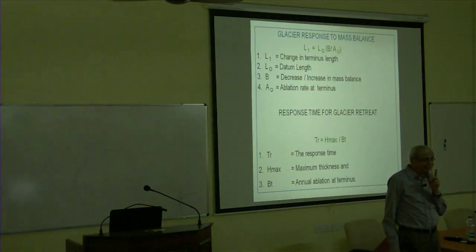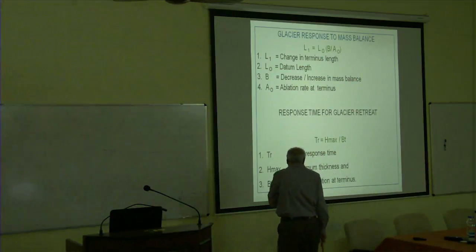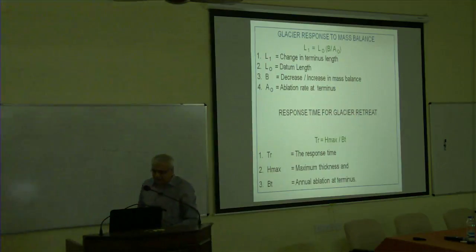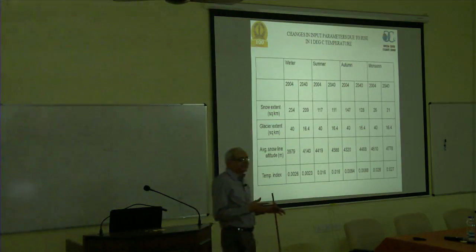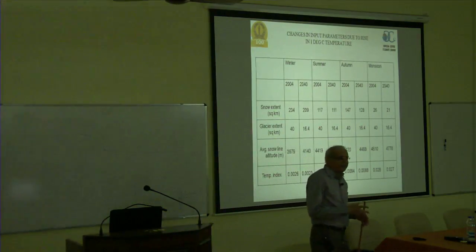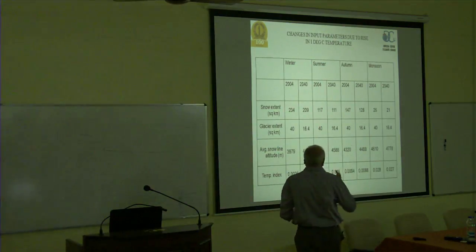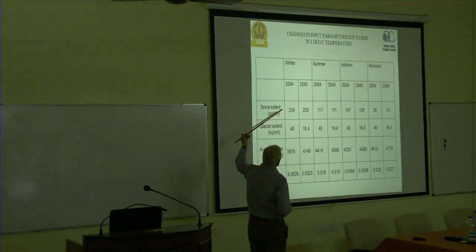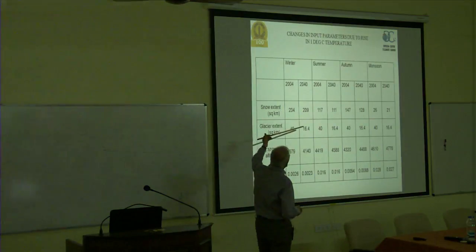There's a difference between mean thickness and maximum thickness. And then there is the annual rate of terminus melting. If you apply this into the model, what will you have? Let us take the glacial extent first, and snow extent. We have this, anyway, it doesn't matter if it is winter, summer or autumn.